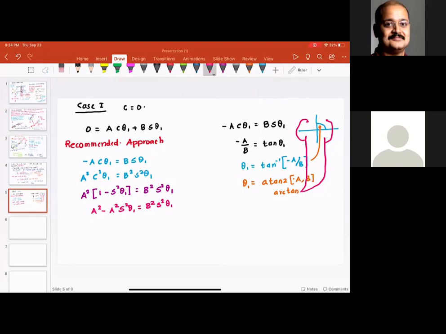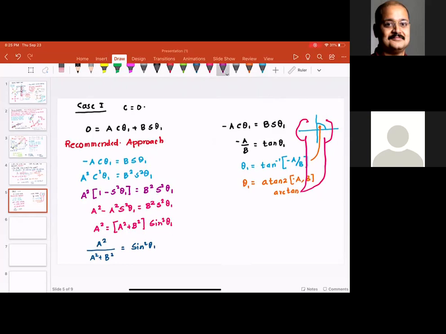You can actually follow this through, and then you can find out the values of sine. The advantage here is, since you are trying to find the sine square, let me work through this problem. A square is equal to a square plus b square. Sine square theta 1 is a square divided by a square plus b square.